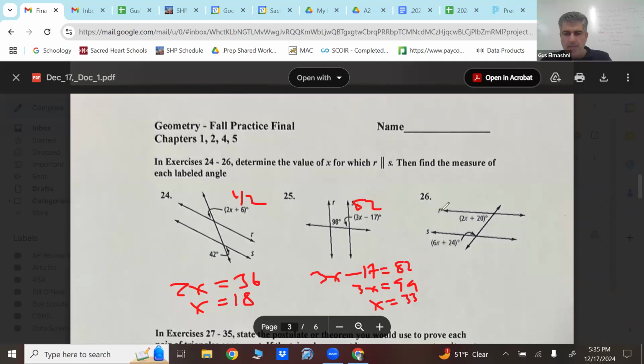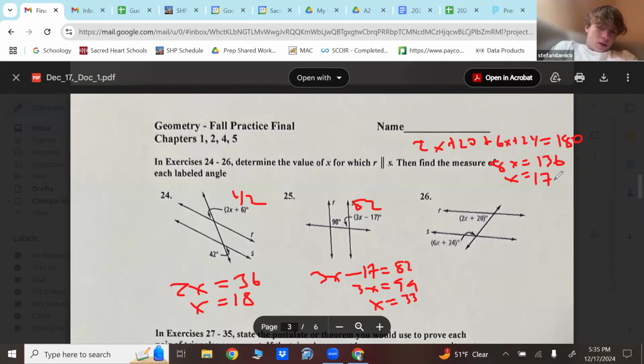Here, those add to 180. 8x equals 136. That should be 17, I think. And then therefore that's 44. I think that's 136.